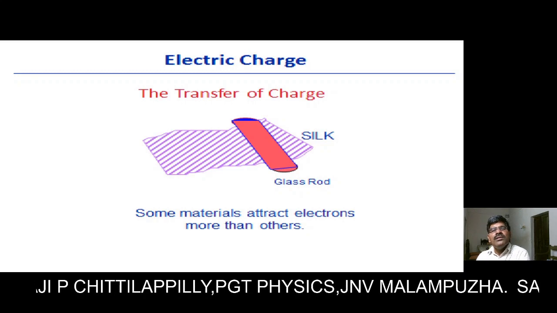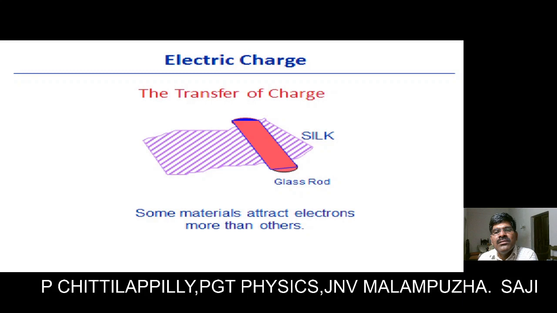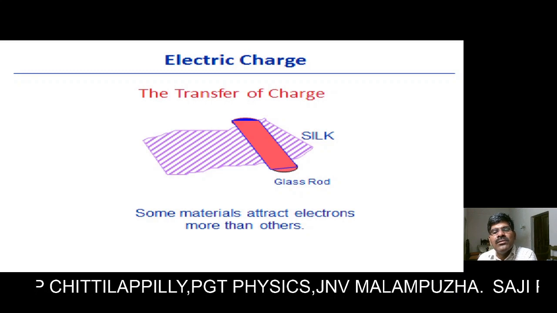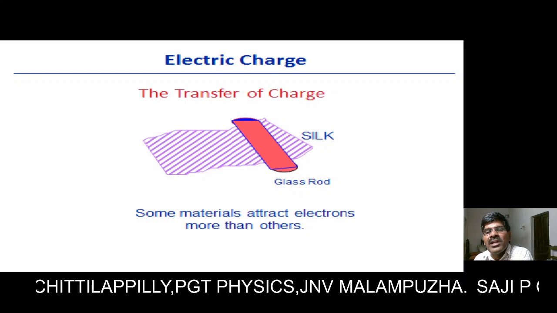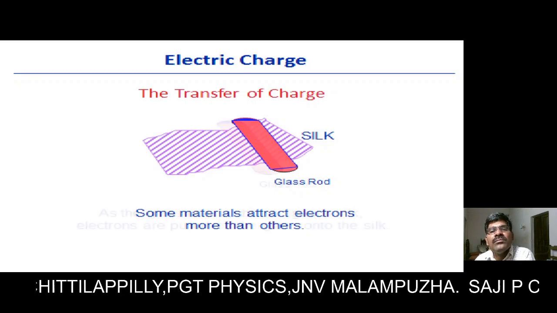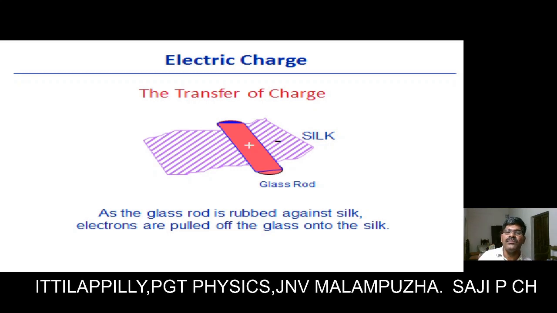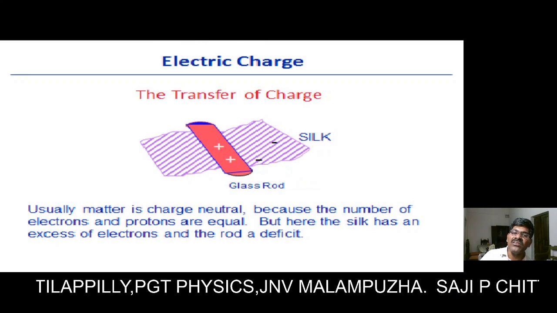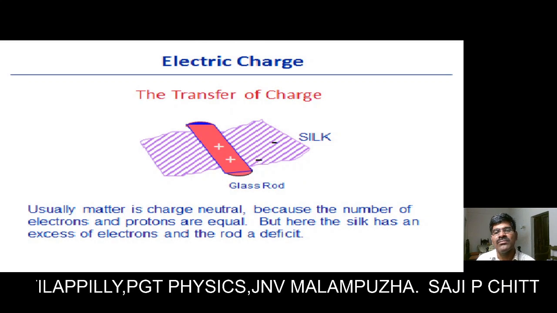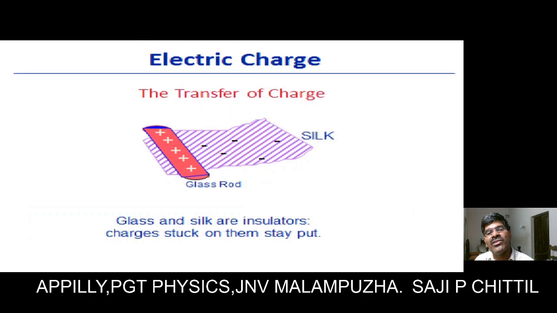You have seen a picture in the screen where a glass rod is rubbed with silk. When it passes over the silk, we can see the glass rod attains charges. How are charges formed on the glass rod?